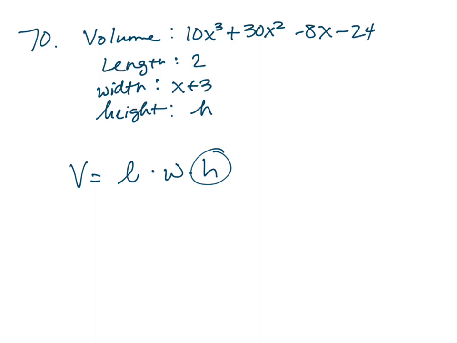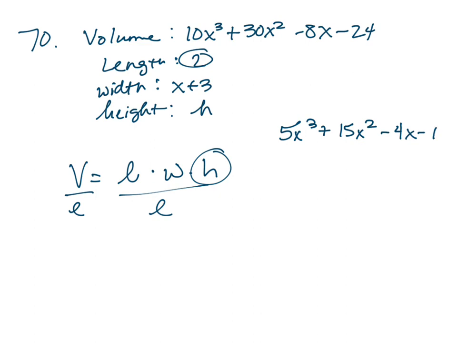And so you're going to divide off the length first. So you'll take your volume, this 10x cubed plus 30x squared, all of that stuff, and just divide it by 2. Divide everything there by 2. And then you'll be ready to go with the synthetic division. Do you see what I'm saying? So you'll be left with 5x cubed plus 15x squared minus 4x minus 12. And you're going to divide that by your x plus 3. Okay. I don't want to work that one all the way with you, but I thought I could get you started on it.